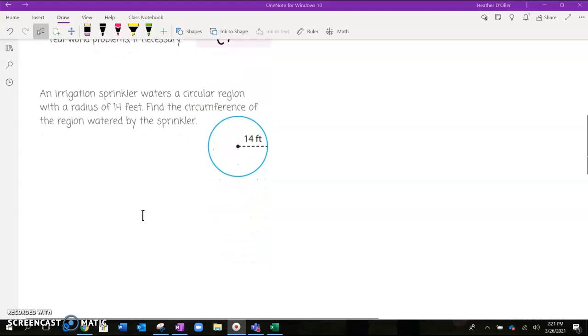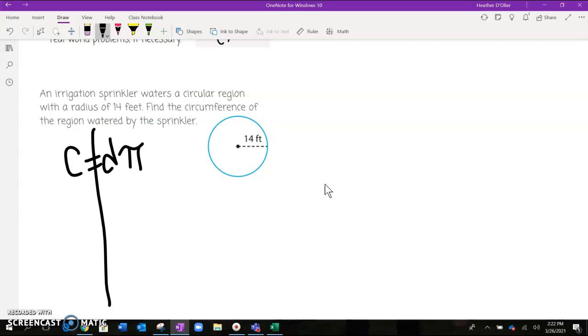So I've got this first one. It says, an irrigation sprinkler waters a circular region with a radius of 14 feet. Find the circumference of the region watered by the sprinkler. So starting off with radius, we got this. Step 1, write the formula. Circumference equals diameter times pi.